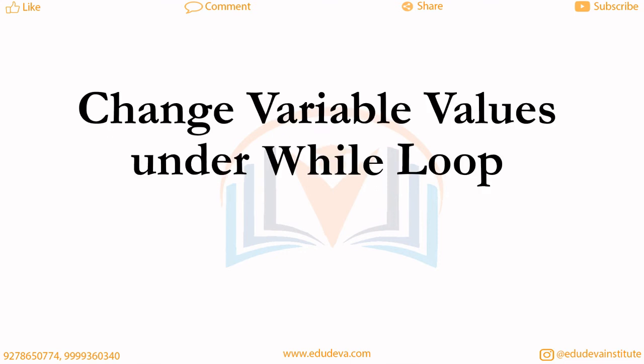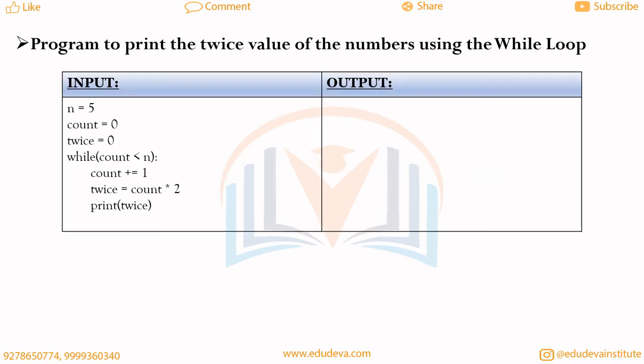Now we will see how we can change variable values under a while loop. In this program, we will see how we can print the twice value of the numbers using the while loop. So we will change the value of the given variable under the while loop. Here n is equal to 5 and count is equal to 0, and also given is a variable that is twice, and the value of twice is equal to 0. So the condition is the same, that is count is less than n.